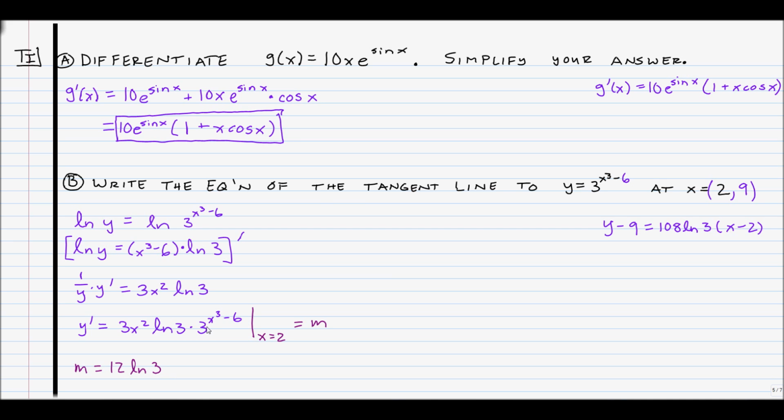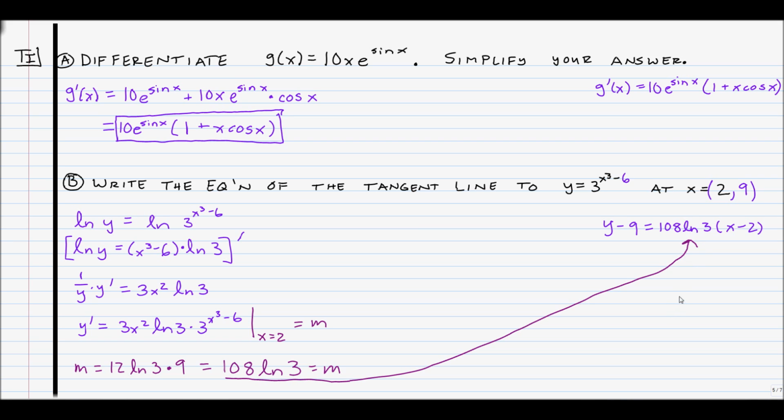And then over here, we talked about it earlier, we found that 9 earlier: 3 to the 2 cubed minus 6 is 3 to the 8 minus 6, which is 3 squared, which is equal to 9. So this whole thing is going to be equal to 108 natural log of 3, which is my slope, which shows up, voila, right in there. There's my slope.